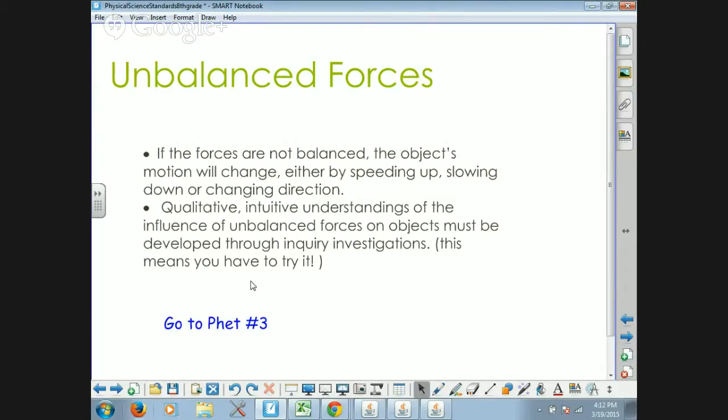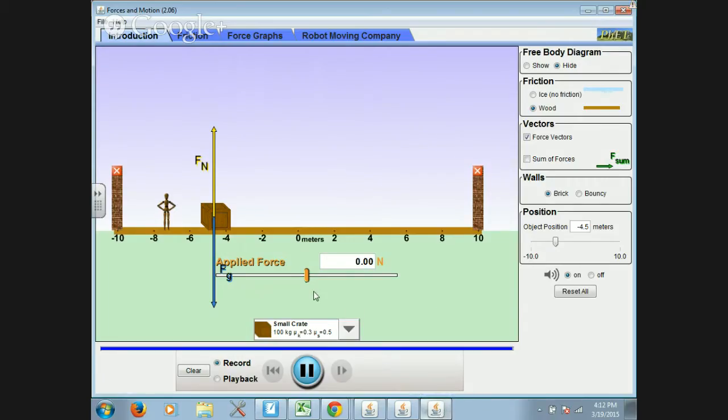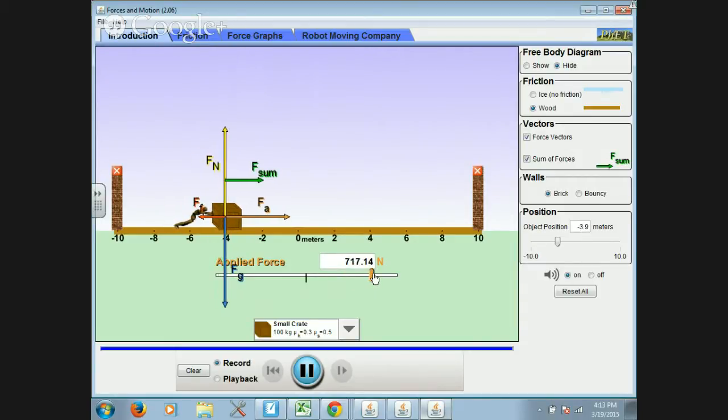Well, we already did this number 3 here, unbalanced forces. If you have unbalanced forces, you get movement. I am going to go back here just on the off chance that you didn't watch the first one. Shame on you. You should go back and watch that. But we're going to increase our applied force here, and as soon as it becomes unbalanced, we get, look at that, a sum.